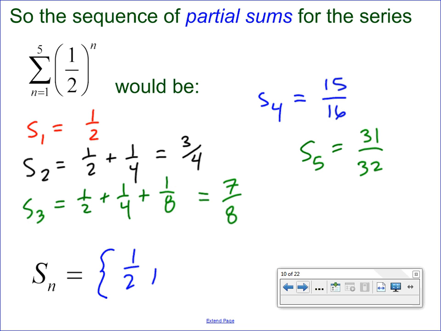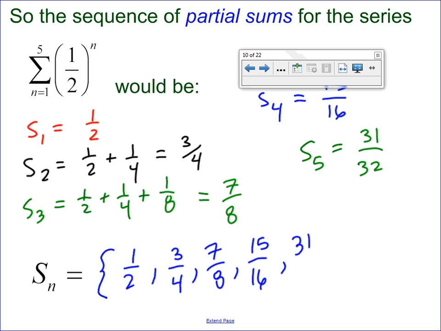The sequence of partial sums would be 1 half, 3 fourths, 7 eighths, 15 sixteenths, 31 32nds. Could we generate a rule for the nth partial sum, call it S of n? Right, can we make a rule? Well, let's look. 1 half, 3 fourths, 7 eighths, 15 sixteenths, 31 32nds, right? What's true about the numerator and denominator of these fractions, of these partial sums?